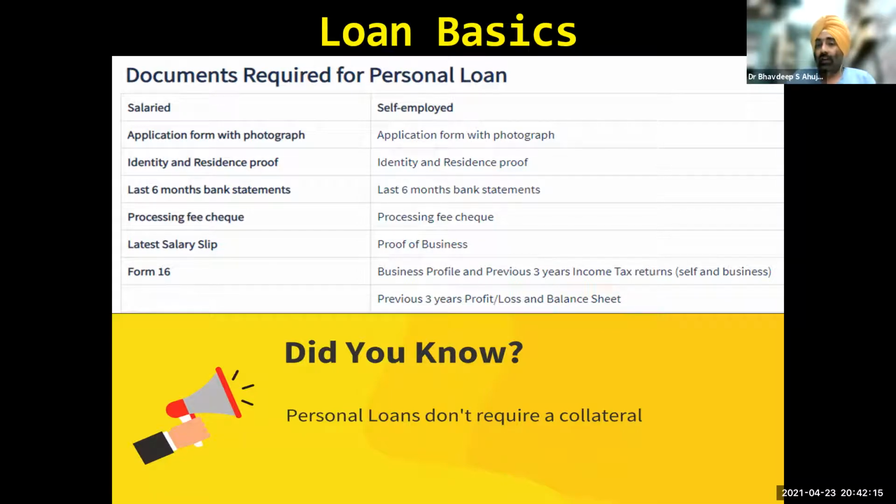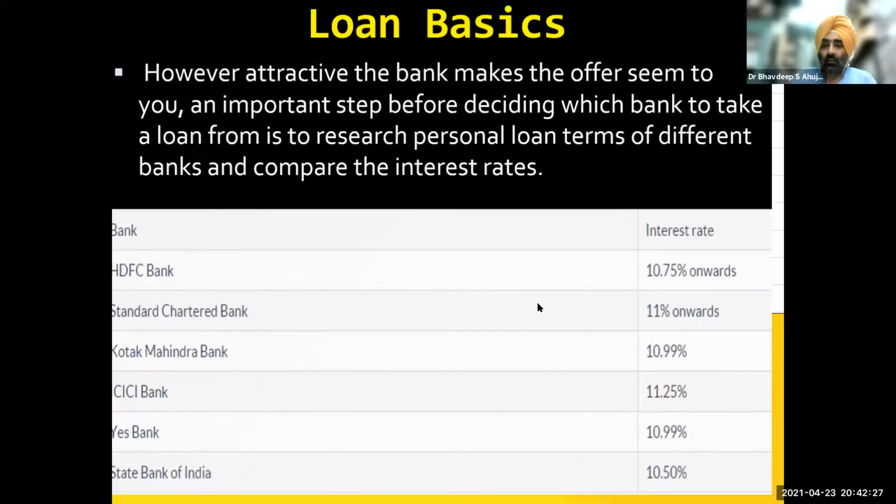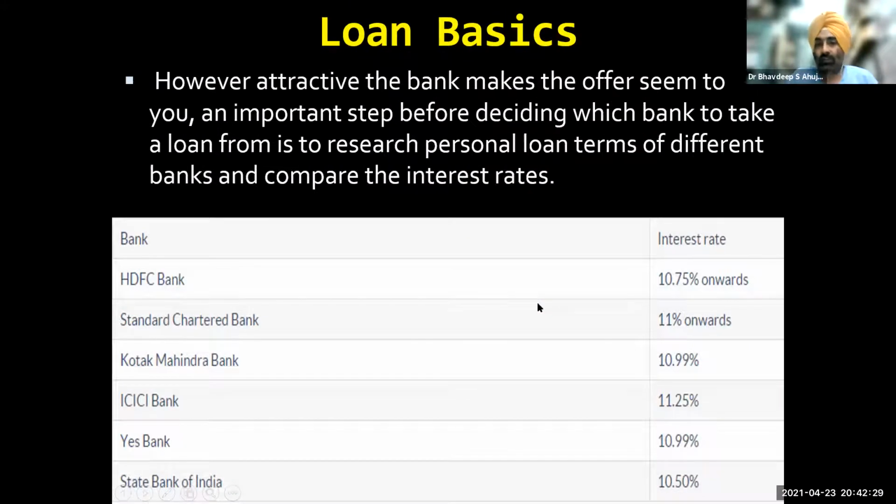They don't require a collateral, but they still require some documents, though the majority of these are already with the bank. You only need to provide the 3-year ITR to them. Some banks ask for 2 years. So banks will always try to keep it within competition, especially the private players. They keep in sync with the State Bank of India.